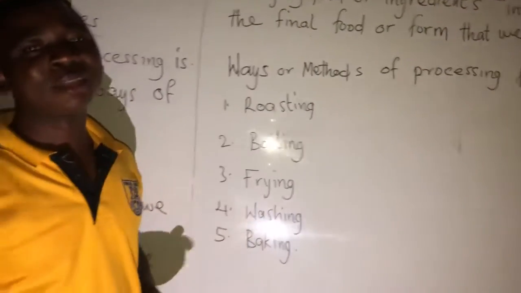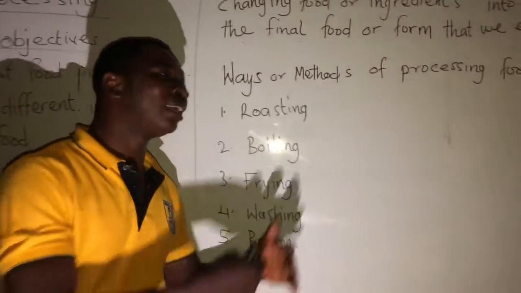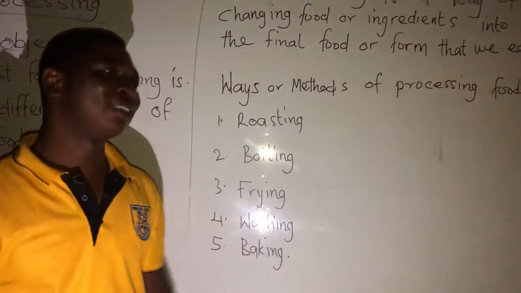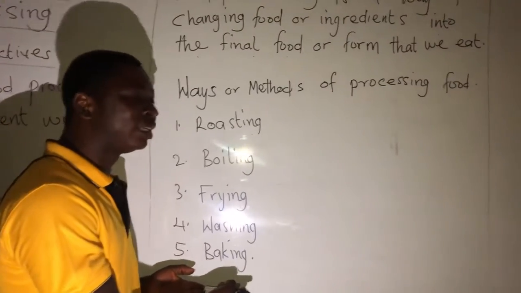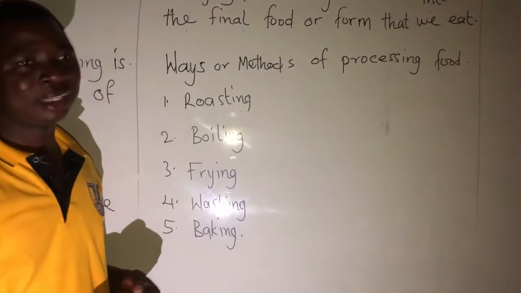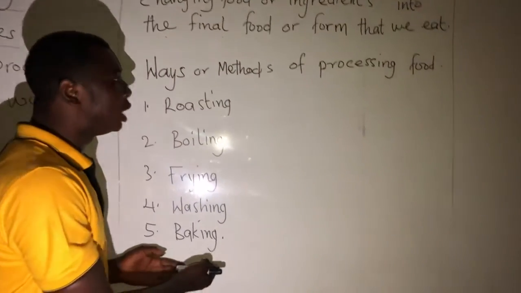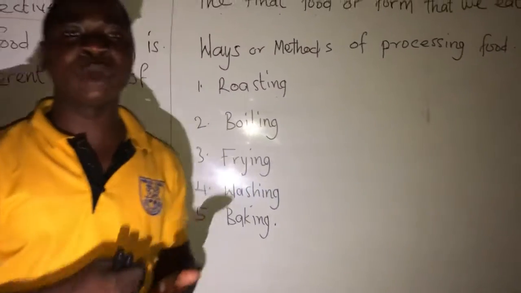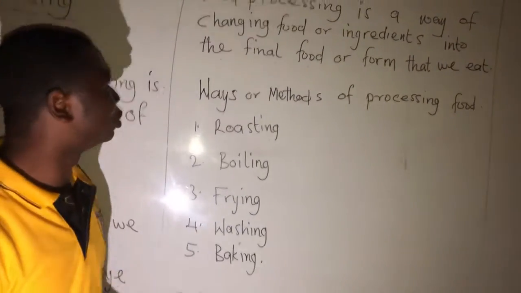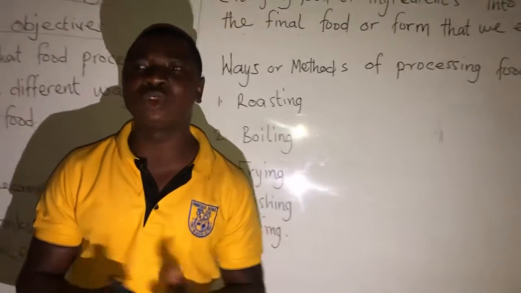Another way of preparing our food is baking. Sometimes you go and just buy bread for your tea. You think that bread is done in some way. How do they do it? They bake it. So baking is another way of processing our food. To bring the lesson to an end, what have we learned today?